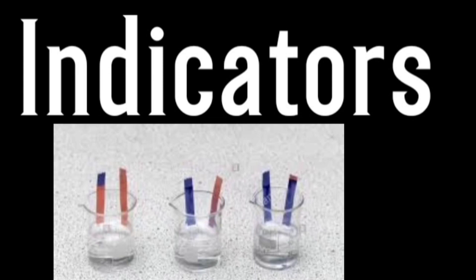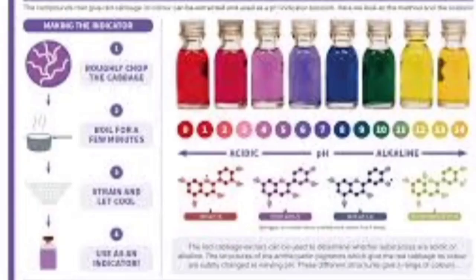Indicators. The definition of indicators: the substances which help us to test the nature of a substance, whether it is acid or base, are known as indicators. There are two types of indicators, natural indicators and synthetic indicators. Natural indicators, for example, turmeric powder, red cabbage, etc. Synthetic indicators, for example, blue litmus, red litmus, phenolphthalein, methyl orange, etc. Synthetic means man-made or prepared in the laboratory.